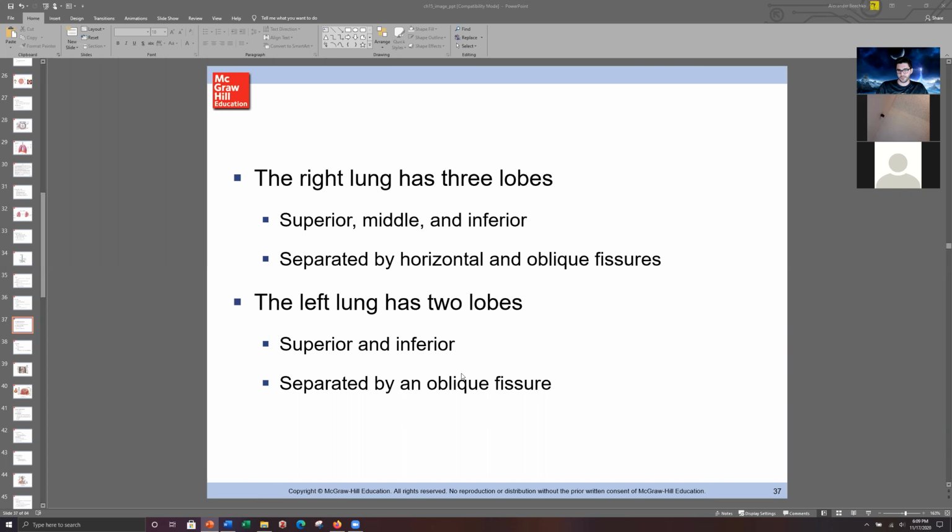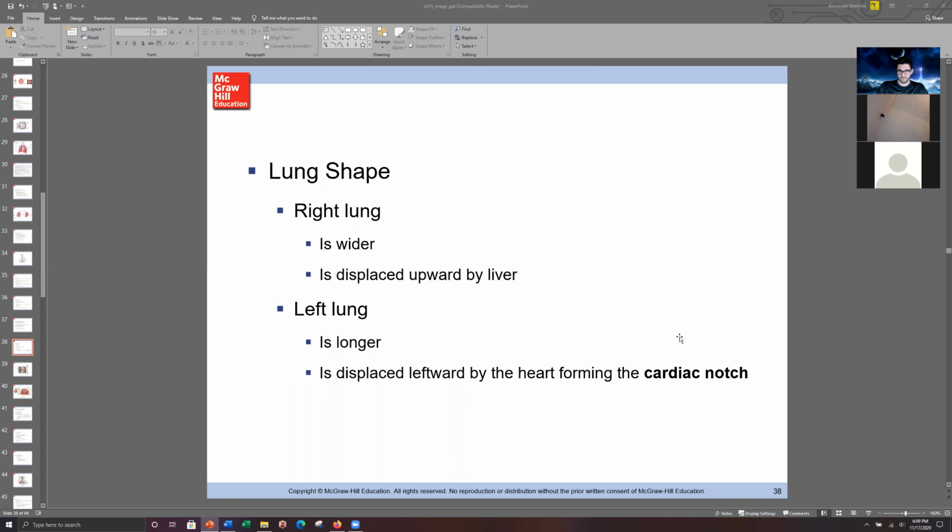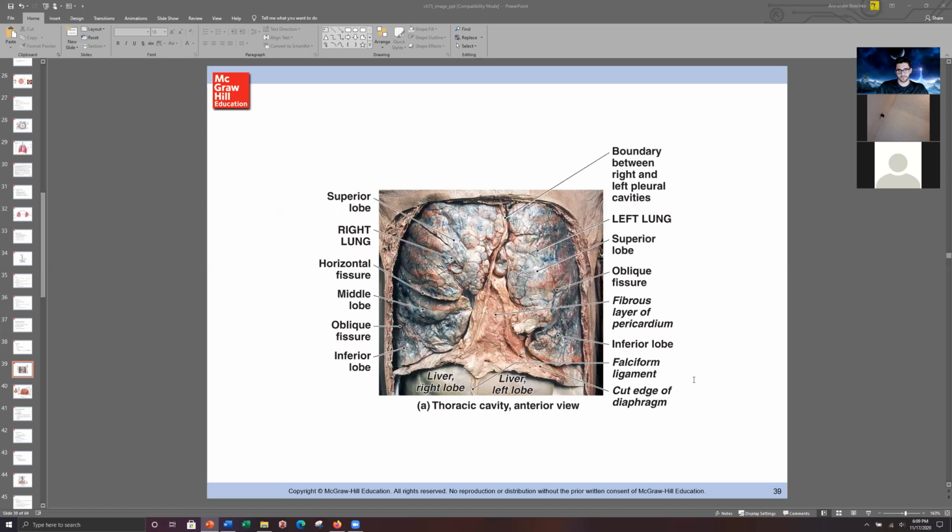Superior and inferior lobes are separated by an oblique fissure on the left. Lung shape: the right lung is wider and gets displaced upward because of the position of the liver on the right-hand side of our abdomen. The left lung is longer and gets displaced leftward by the heart, forming the cardiac notch. So the left lung actually feeds back down behind our diaphragm. It gets pretty close to the lumbar region of the spine.